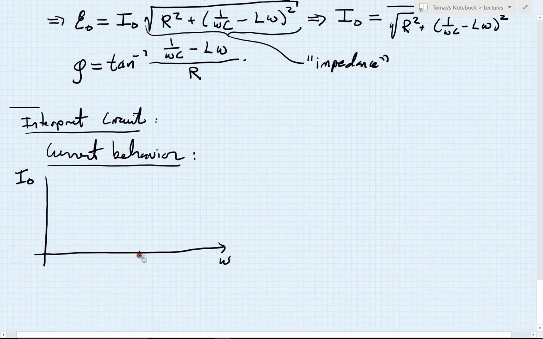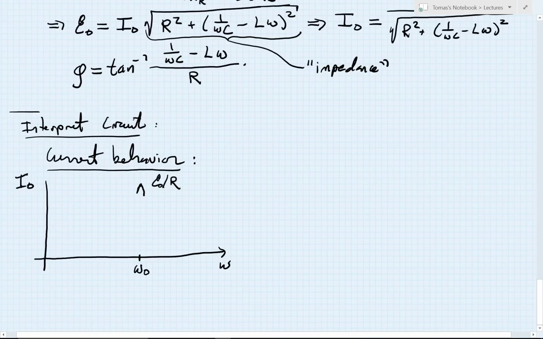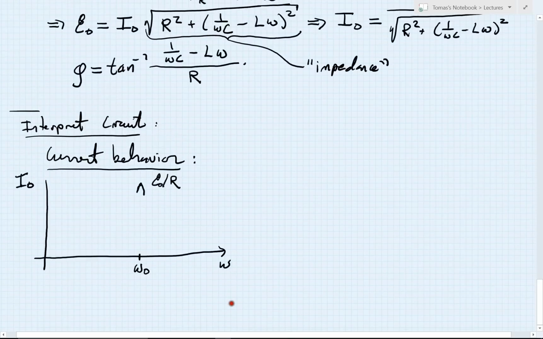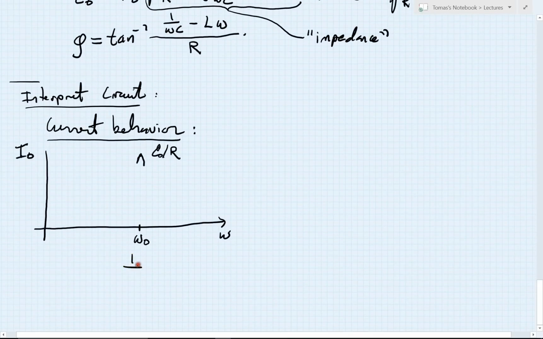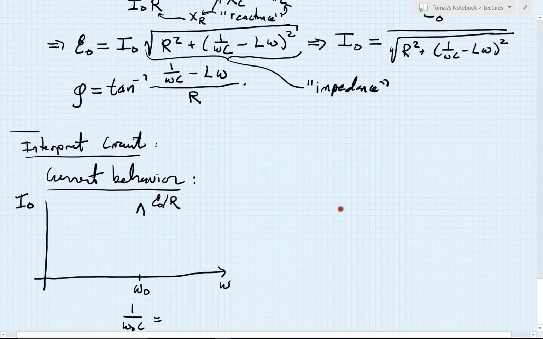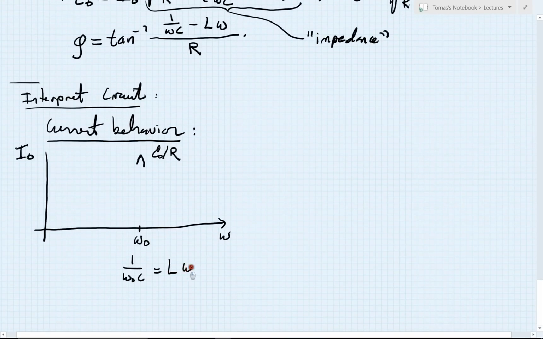So there's a certain frequency here where I get the maximum value. I will call that frequency omega naught. And the value that I get happens to be the EMF, the input EMF amplitude, E naught, divided by the resistance. And that's then the maximum value that I will find. Now, it occurs when these two factors are in direct alignment. That happens when 1 over omega naught C equals the other factor, L times omega naught, which we can solve.